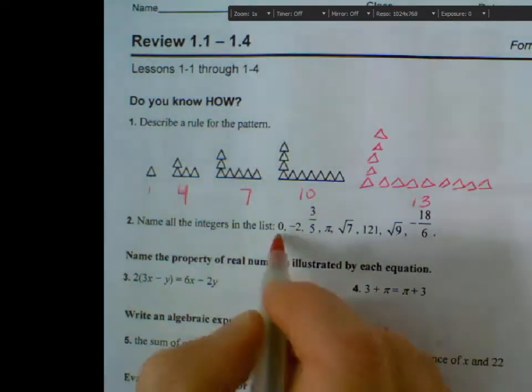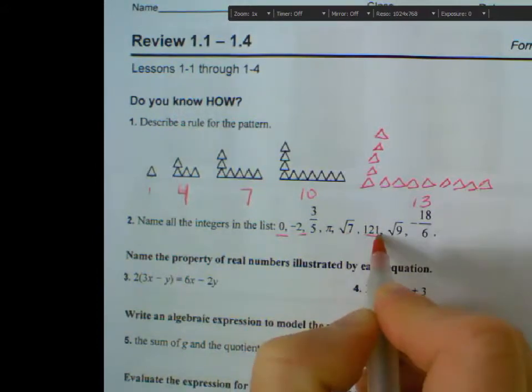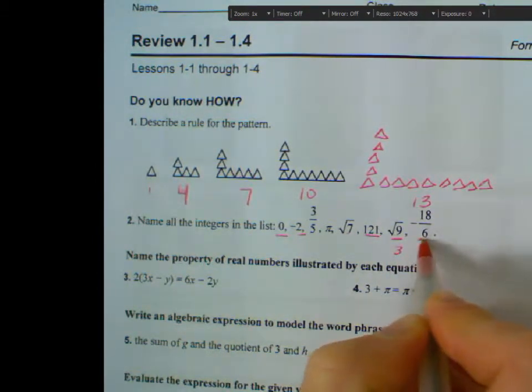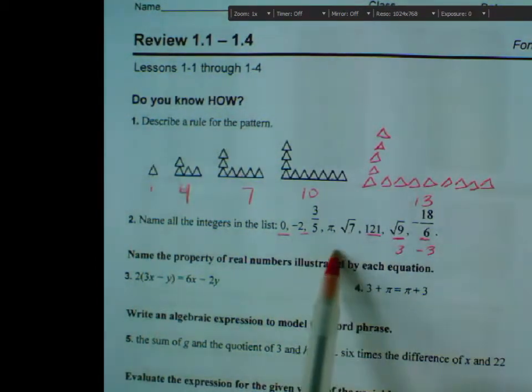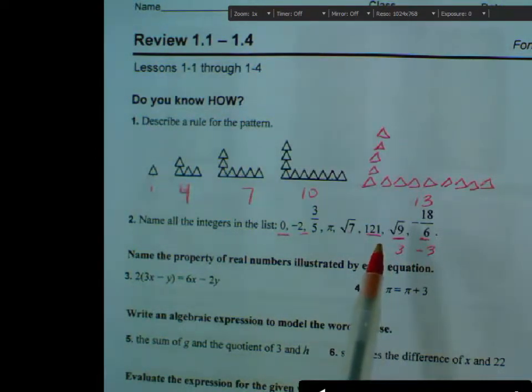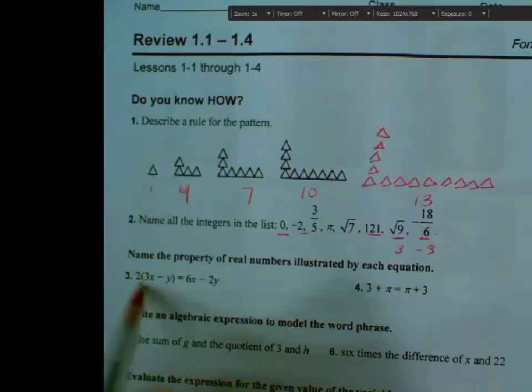The integers here are 0, -2, 121. The square root of 9 is an integer because it's 3, and this is an integer because it's actually -3. And you're also going to have to, on the quiz, be able to put these on a number line.